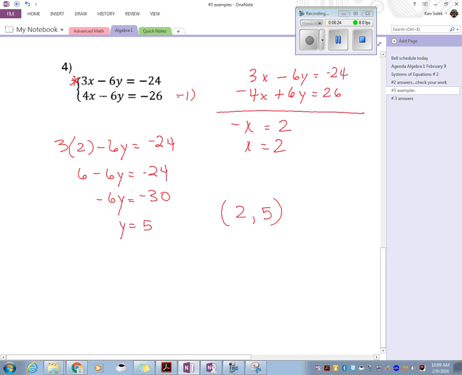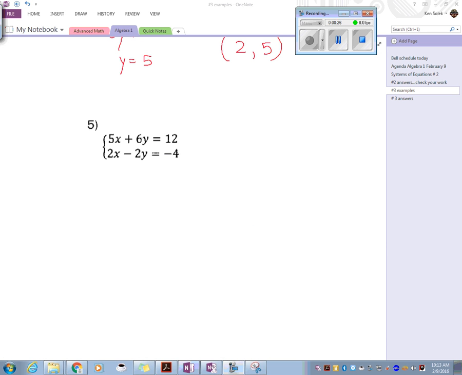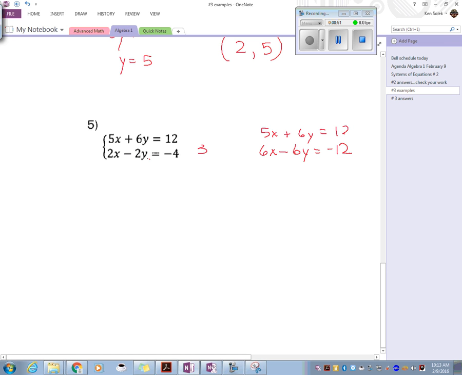Multiply the second equation by 3, then the y's cancel out, don't they? So we have 6x minus 6y equals -12. The first equation was 5x plus 6y equals 12. So 11x, this is 0, equals 0.